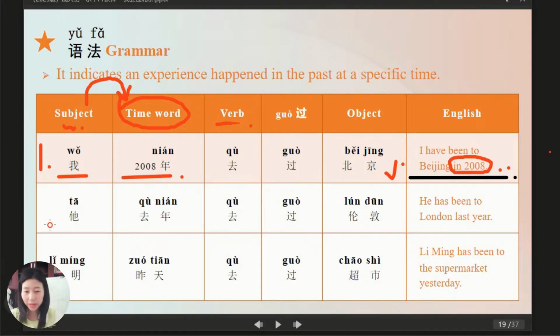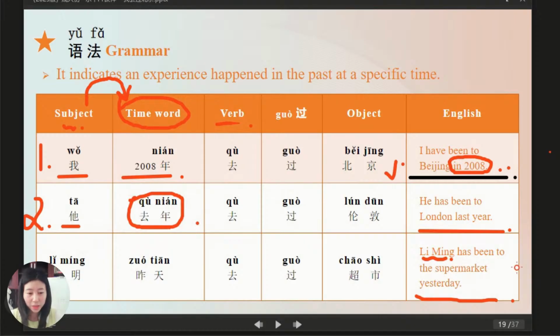The next one: she has been to London last year. We say 她去年去过伦敦. We just put last year after the subject. Last year would be 去年. The last sentence is 李明, someone's name. Li Ming has been to the supermarket yesterday. We have the time yesterday, 昨天, and supermarket is 超市. That would be 李明昨天去过超市.